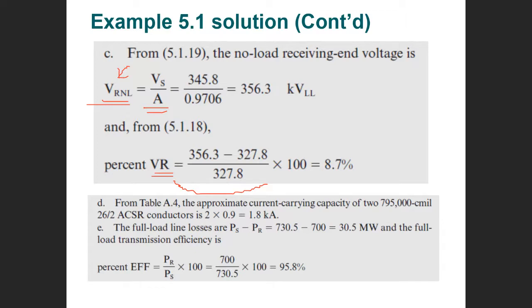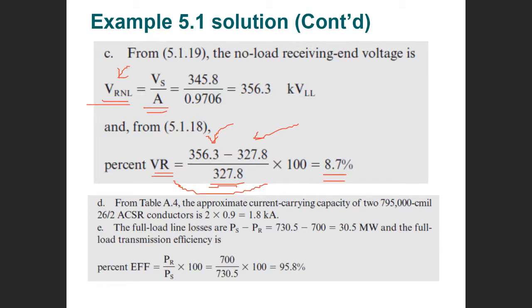Okay, so at no load minus full load over the full load. Okay, so the no load is higher than the full load. So this will give you about 8.7%. This is too much.